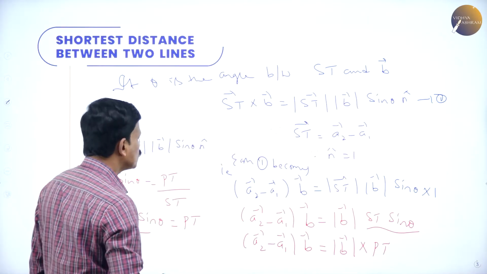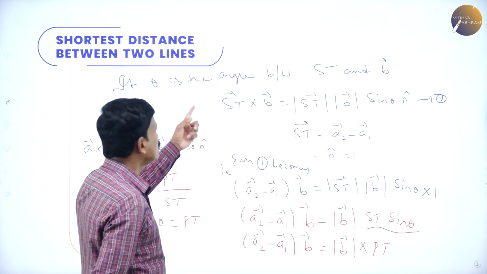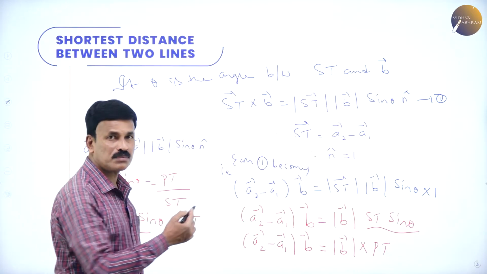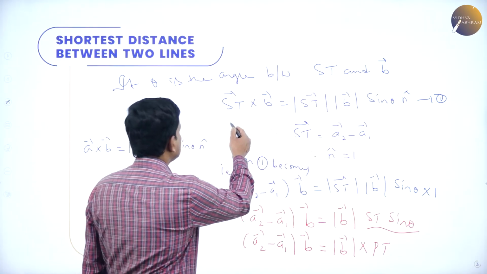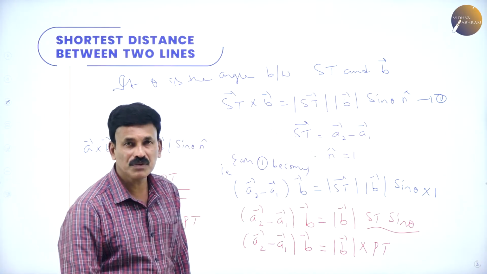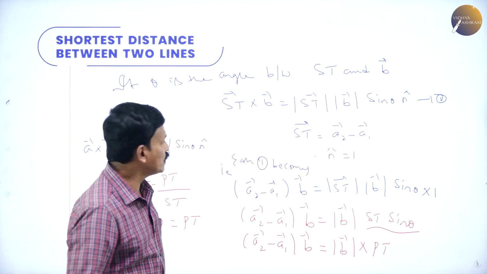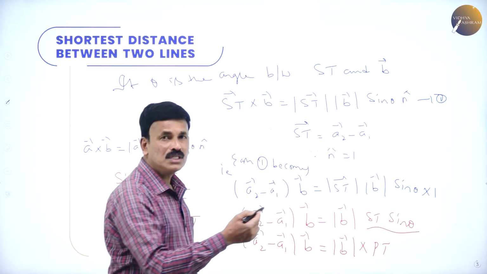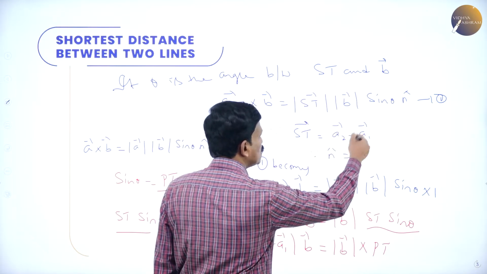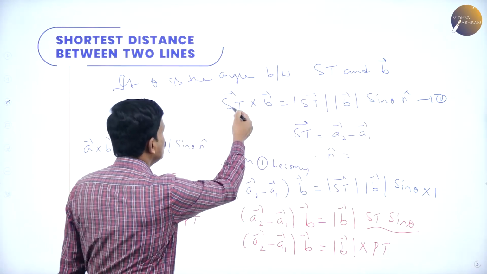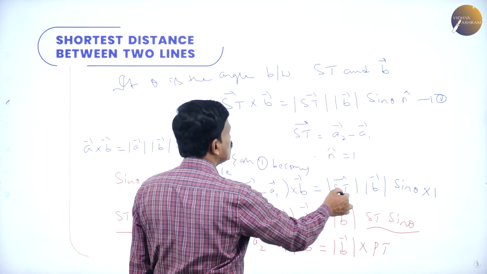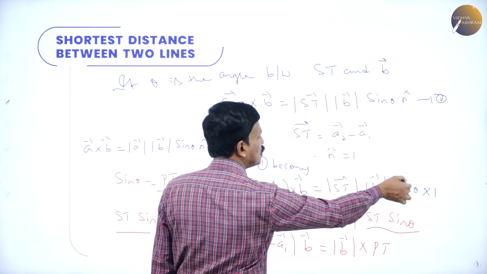Equation 1 becomes: since theta is the angle between st and the vector b, the cross product of st and b is given by st cross b is equal to length of st into length of b into sin theta into n cap, where n cap is a unit vector perpendicular to the plane and the lines L1 and L2. Therefore st is equal to second vector minus first vector, that is a2 minus a1, and n cap is equal to 1. Substituting this value in equation 1, (a2 minus a1) cross product with vector b is equal to st into length of vector b into sin theta into n cap, which is 1.